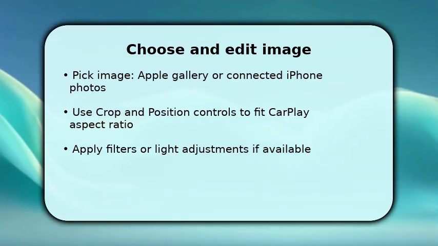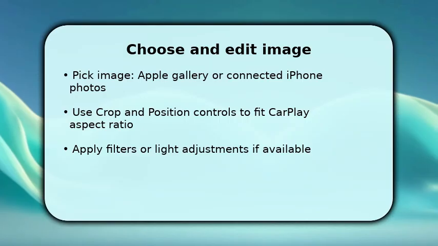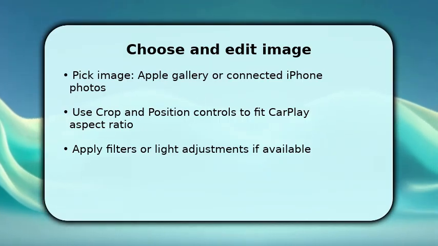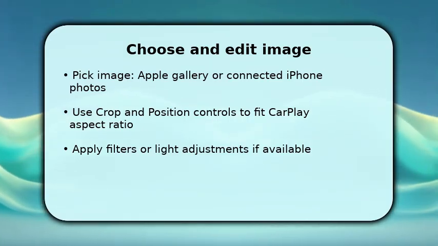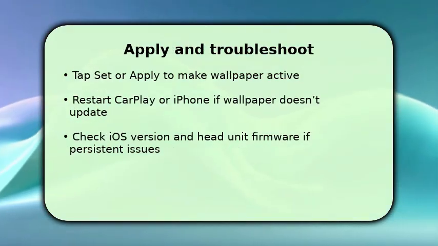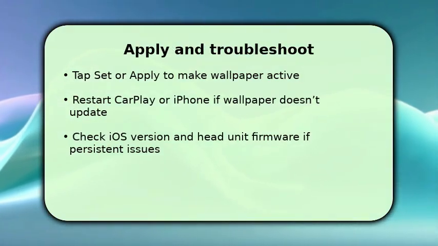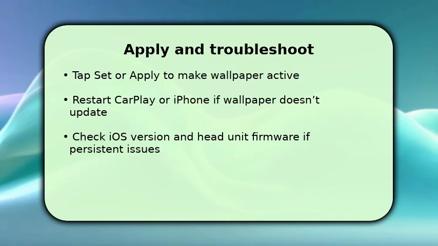Once satisfied, tap Preview to see home and app screens. Make sure icons remain legible and the clock and widgets are visible. Tap Set or Apply to make the new wallpaper active. The change should appear immediately across CarPlay screens.